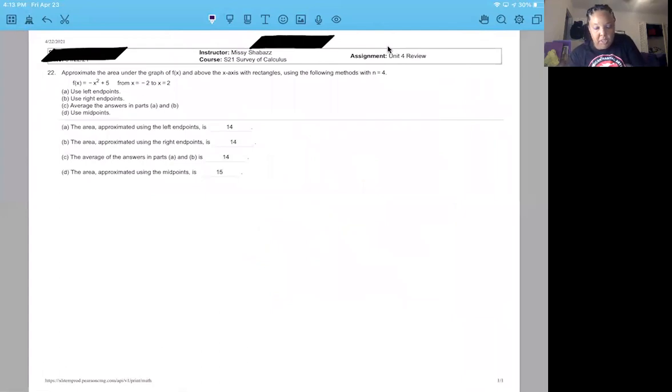Next question, approximate the area under the graph and above the x-axis with rectangles using the following methods with n equal to 4. So I have negative x squared plus 5. It's not necessary to know what this looks like, but I like to draw it. So this is an upside down parabola shifted up 5. So it looks like this, and it's going to hit at negative square root of 5 and positive square root of 5.